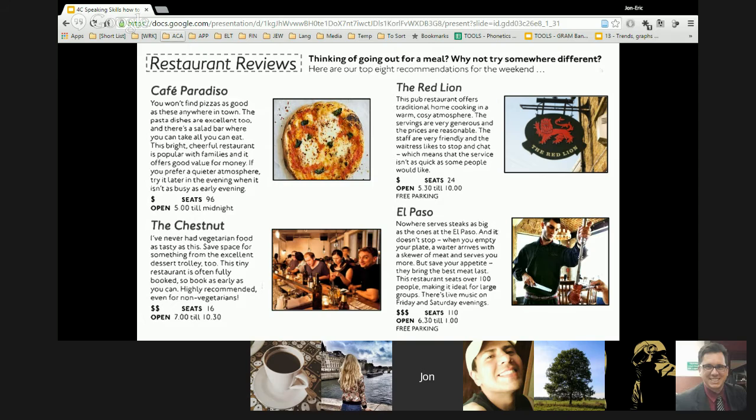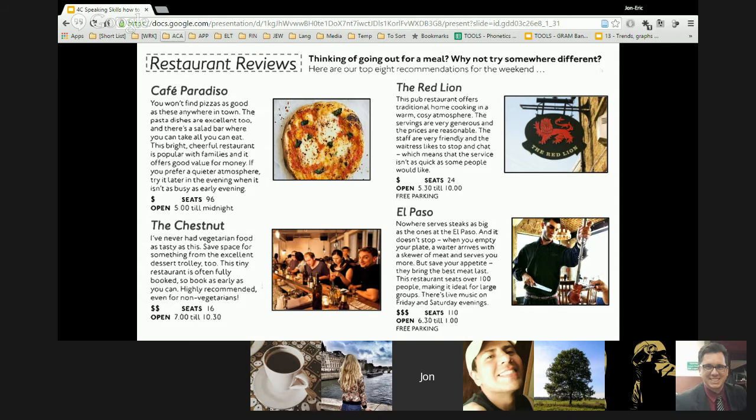The Red Lion would probably have the least amenities because it's the most home-style cooking, and it's meant to be more like a living room. So it would probably have the least amenities because you're supposed to be there and be casual. Okay, very good, very good.